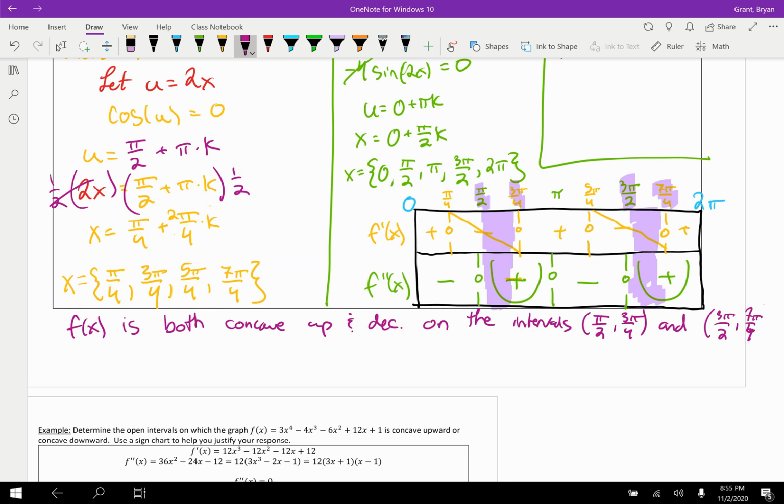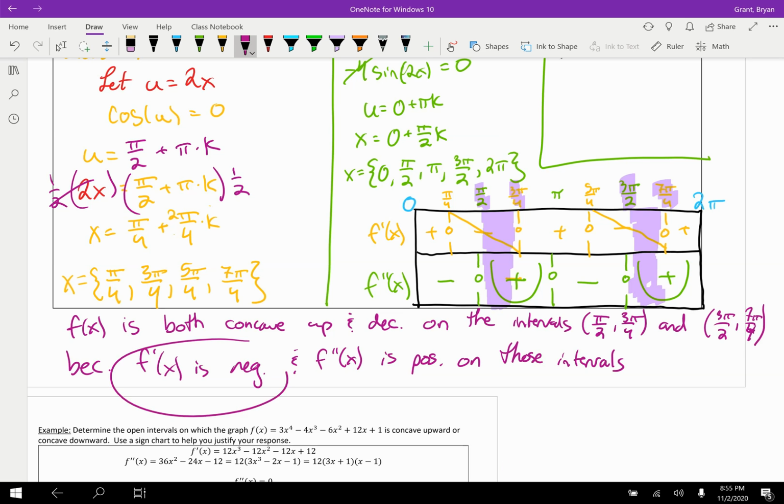So we've now stated the intervals from our sign chart, but we do need to explain why. So because f prime of x, well, what was f prime on those? Is negative, and f double prime of x is positive on those intervals. And again, we're not going to say that f prime is increasing. No, we're reading the signs from our sign chart. F prime is negative and f double prime is positive on those intervals.